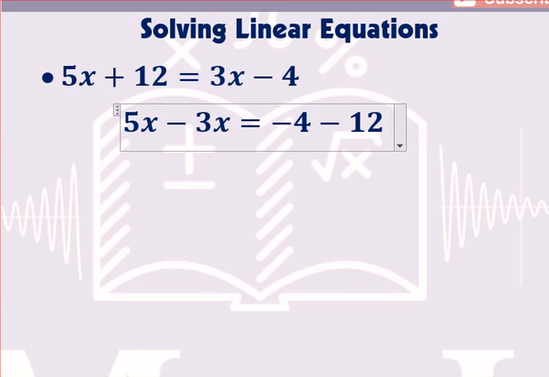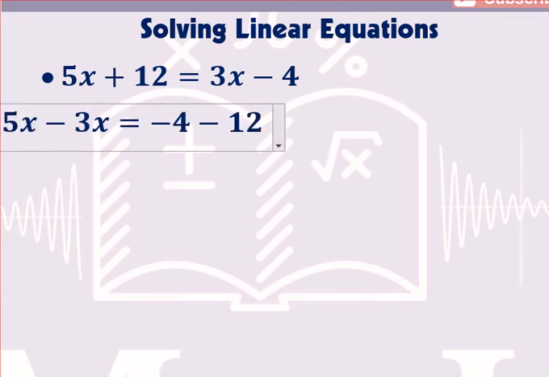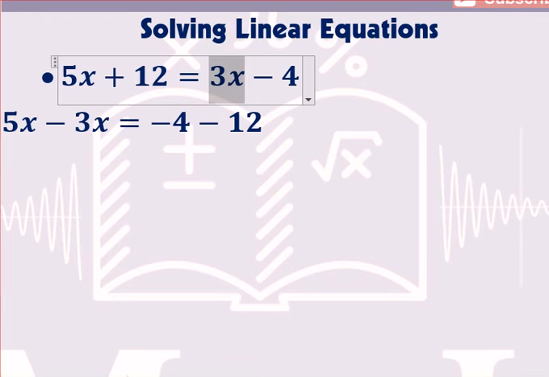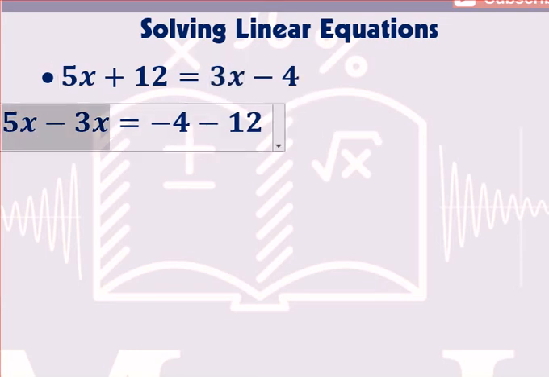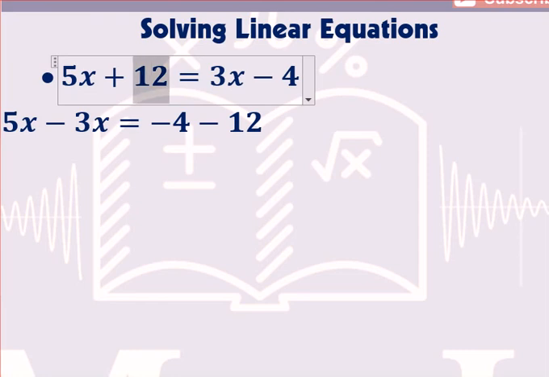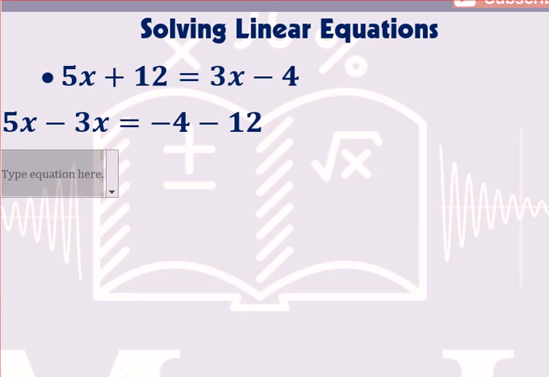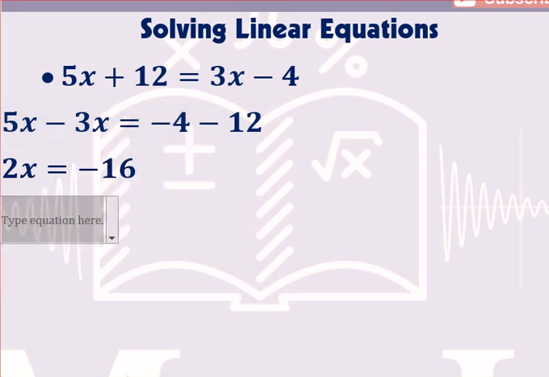minus 12. If you're asking what happened here guys, first of all, I changed the location of 3x, so I subtracted 3x from both sides. So 3x will disappear from here, and here we'll have negative 3x. Same thing, I subtracted 12 from both sides. So 12 minus 12 will become 0, and this will give negative 4, negative 12. In the next step, 5 minus 3, so here I will get 2x, which is equal to negative 4 minus 12, which is negative 16. Then after that, I divide by 2 both sides, so I get x equal to negative 8.